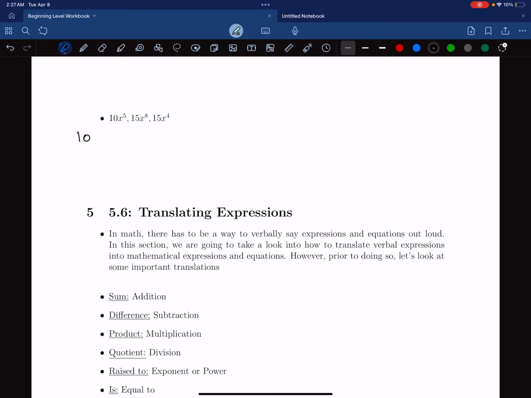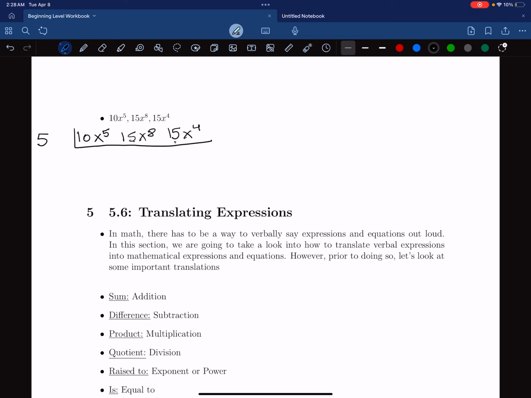So we have a 10, x to the 5th. We have a 15, x to the 8th. And then we have another 15, but it's being multiplied by x to the 4th. So let's first think about what numbers we can pull out of 10, 15, and 15. If you're thinking we can pull out a 5, you are correct.